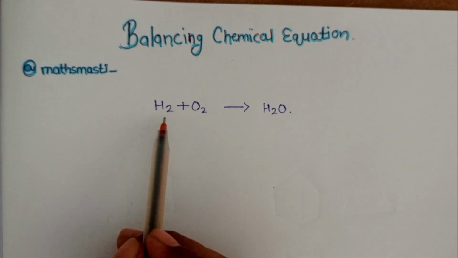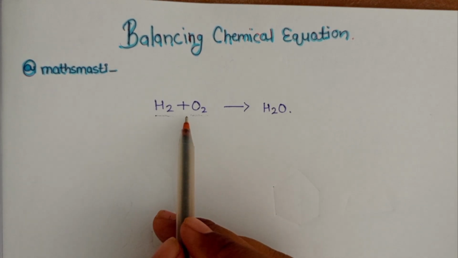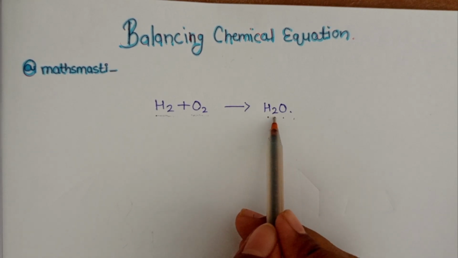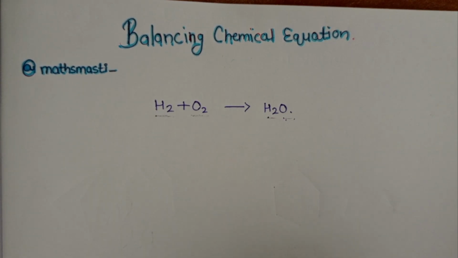Here there are two hydrogen atoms and two oxygen atoms. They combine and react to make the product H2O. But here there are two hydrogen atoms and only one oxygen atom. As we know, according to the law of conservation of mass, matter cannot be created or destroyed, so we need to balance this equation. Now let's begin using algebra to solve this. Instead of guessing the coefficients, we will assign variables and balance this equation step by step.